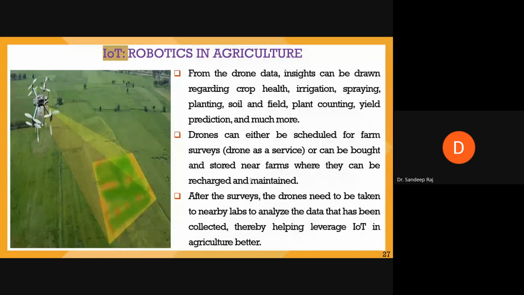Drones can either be scheduled for farm surveys or can be bought and stored near farms where they can be recharged and maintained. After the surveys, the drones need to be taken to the nearby labs to analyze the data that has been collected, thereby helping to leverage IoT in agriculture better.